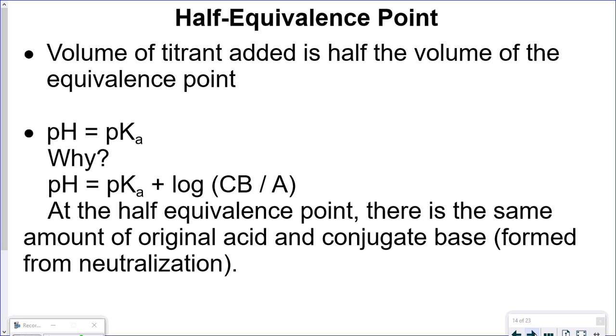At our half equivalence point, the pH is going to be equal to the pKa of that weak acid. Because at the half equivalence point, the moles of conjugate base and moles of acid will be the same. So this last factor will end up being 0. So that leaves that the pH equals the pKa.